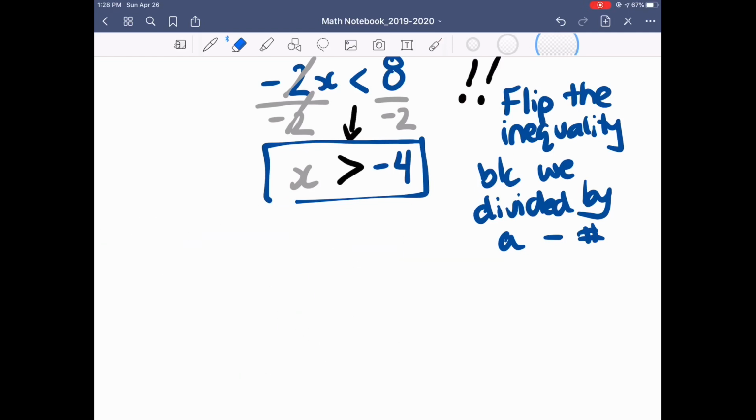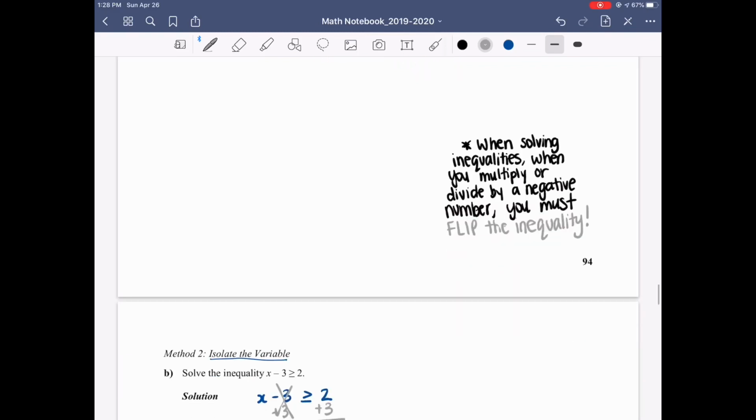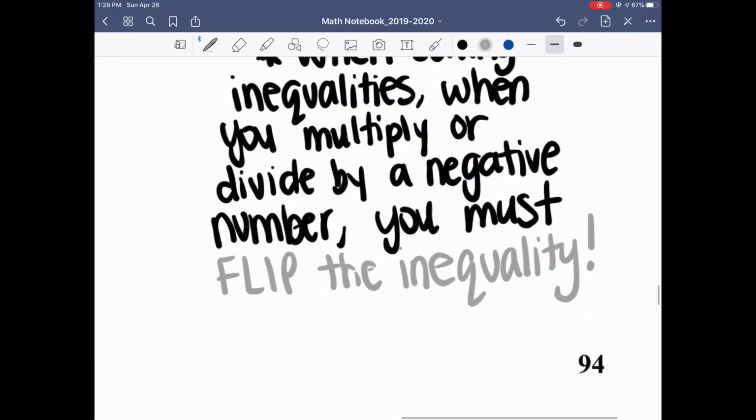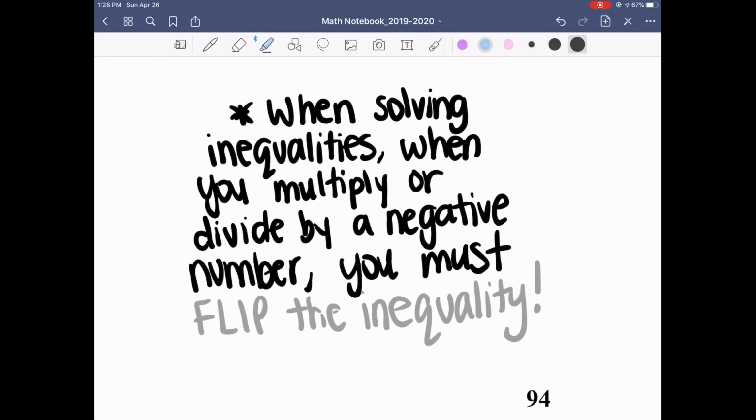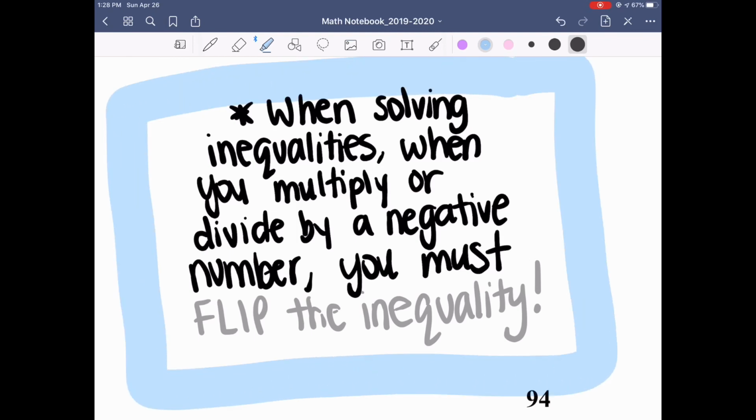So you can always go back and check if your answer and if your reasoning makes sense. So this, guys, you need to write this down in your notes. You need to star it. You need to highlight it. It is really, really, really important. And we are definitely going to be testing you on this note to make sure that you guys flip your inequalities and get the correct answer.